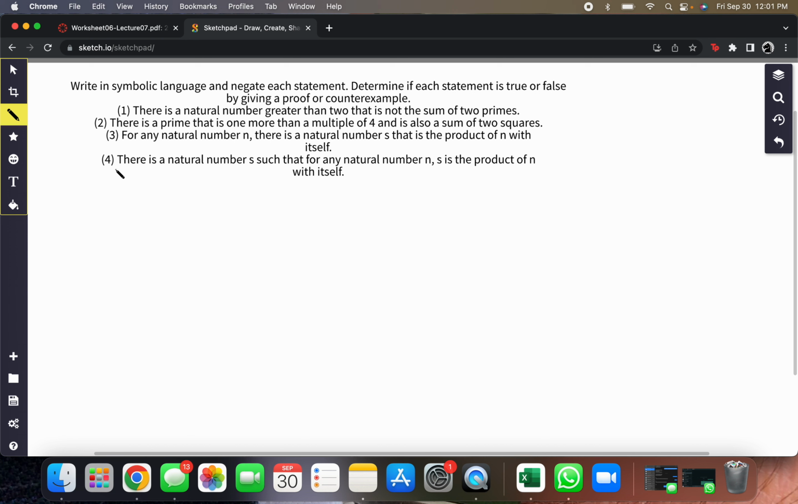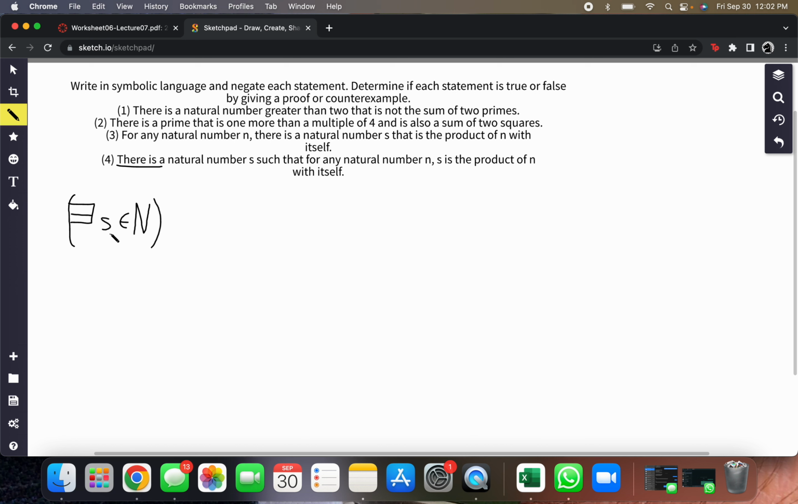Okay, here we have this there is, and we already know that there is code for existence. There exists a natural number s. Here we're going to call this one s, and we say that it's a natural number. So here we have a natural number s. Notice I'm writing this even before I read the rest of the problem. I don't even care. Once I see this, I already know how I'm starting.